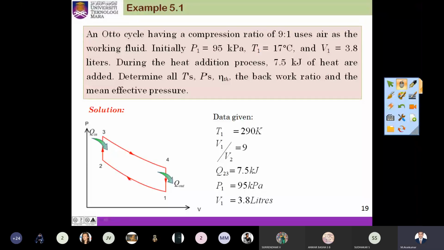So T1 is given, and the compression ratio is also given, that is r is given as 9:1. So that is V1 by V2 equal to 9 by 1. So we can have r equal to 9. They gave Q in, that is from process 2 to 3, as 7.5 kilojoule. Then they gave P1, T1, then V1 in liters, that is 3.8 liters. So that can be used for the separate processes.